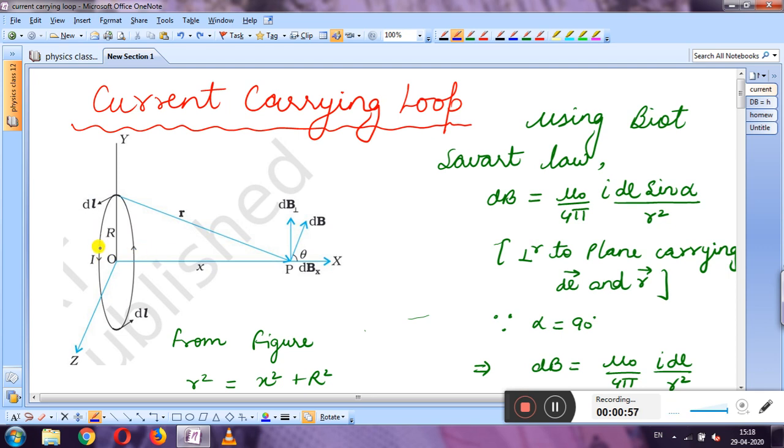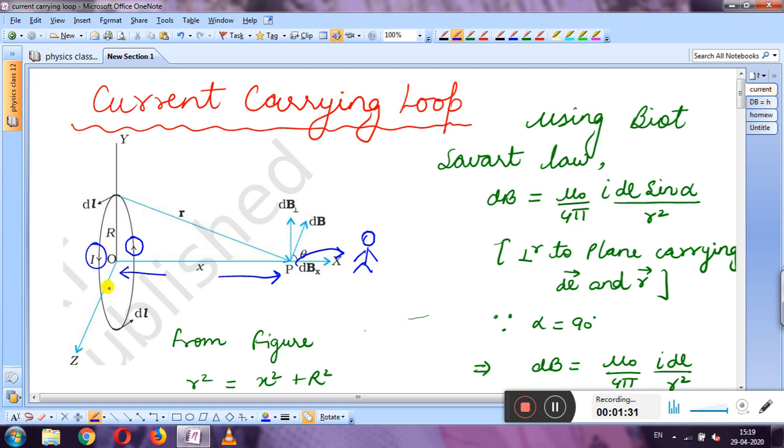After this, you can also see current is flowing in the current carrying loop. This current is flowing in the anti-clockwise direction. In anti-clockwise direction, in what way? Suppose you are standing at this side, at point P. P is a point which is at a distance of x from the origin. So at point P you are standing and looking at this loop. When you look at this loop, you will come to know that the current in this loop is in anti-clockwise direction.